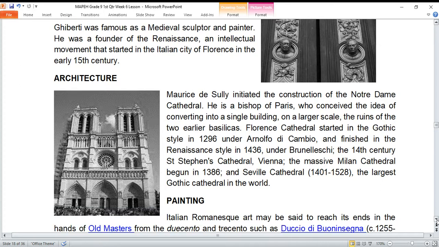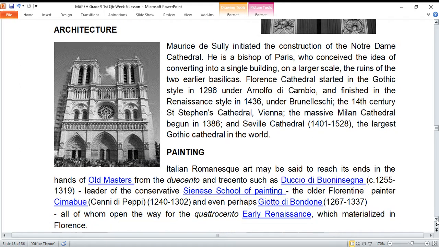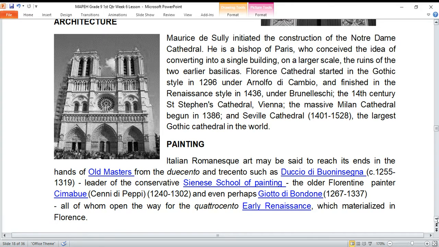In painting, Italian Romanesque art may be said to reach its end in the hands of old masters from the Duecento and Trecento, such as Duccio di Buoninsegna, 1255 to 1319, leader of the conservative Sienese school of painting; the older Florentine painter Cimabue, Cenni di Pepi, 1240 to 1302; and even perhaps Giotto di Bondone, 1267 to 1337. All of them opened the way for the Quattrocento, the early Renaissance, which materialized in Florence.